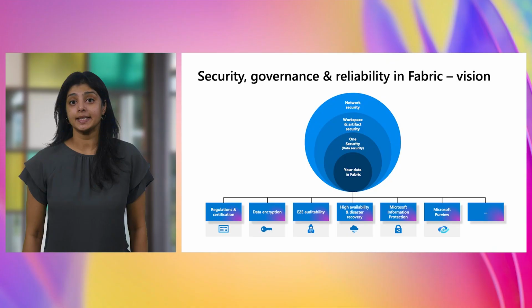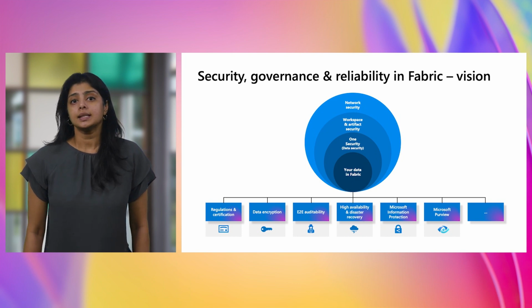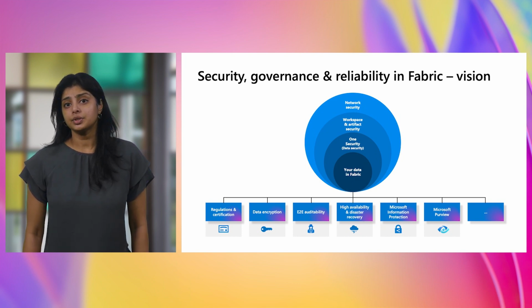This section covers some of our key foundational features like security and reliability. And before we drill deeper into some of these areas, I would like to first share our vision for this area. Starting at the networking layer, we will ensure users in your tenant can securely connect to Fabric, but also users working with Fabric can securely connect to their data outside of Fabric.